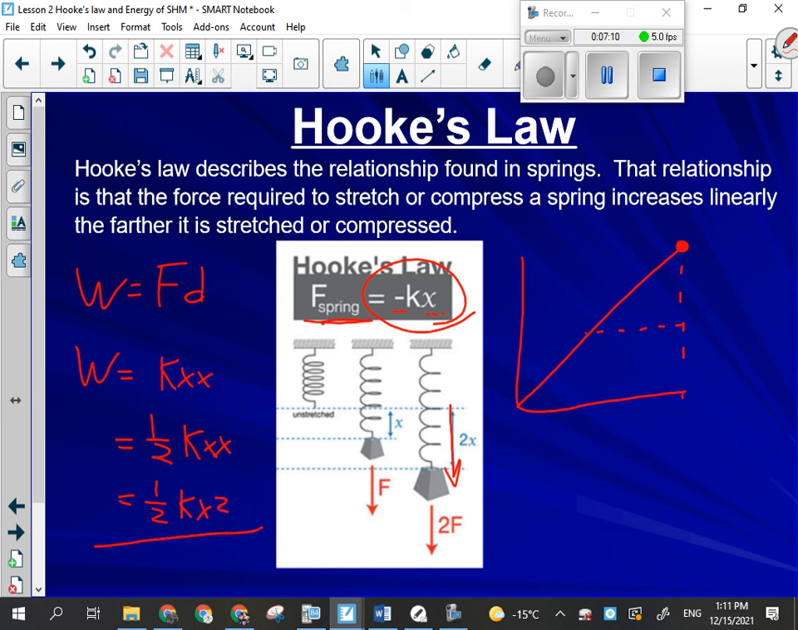Is that formula on your formula sheet? It is. That is the formula for elastic potential energy. And it looks like that because it is average force times distance. That's how we calculate work, and work is a change in energy, in mechanical energy. So when I stretch a spring or compress a spring, I'm putting elastic potential energy into it as a result of the work I do. All right, everybody okay with that?